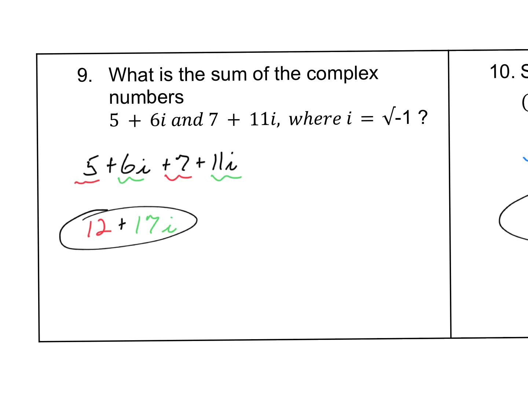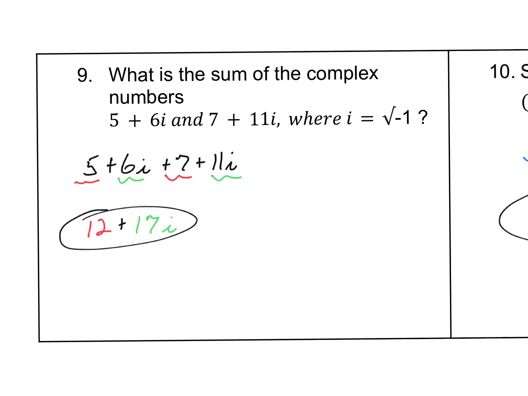Okay, now we're going to take a look at number 9. This says, what is the sum of the complex numbers 5 plus 6i and 7 plus 11i, where i is equal to the square root of -1? Okay, well, all we really have here is 5 plus 6i and 7 plus 11i. These are complex numbers. But we can just consider our like terms. We have a 5 and a 7.